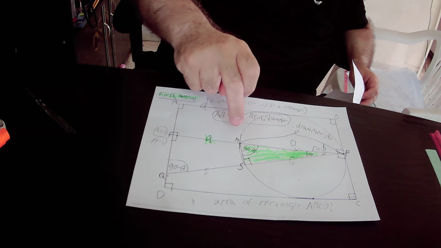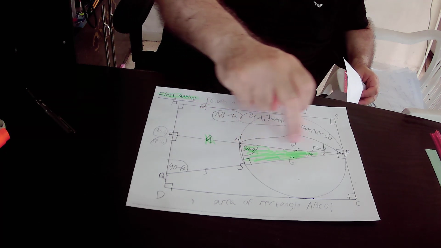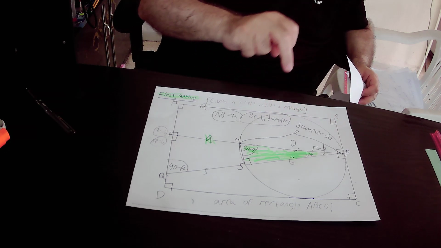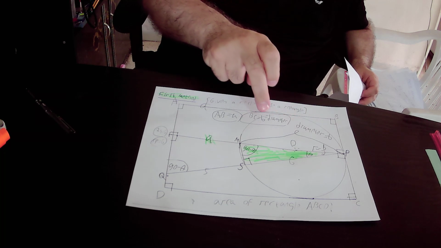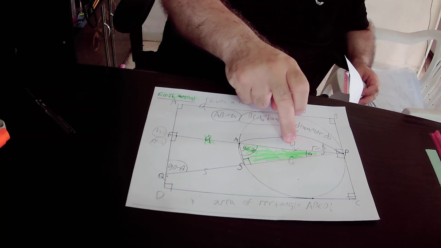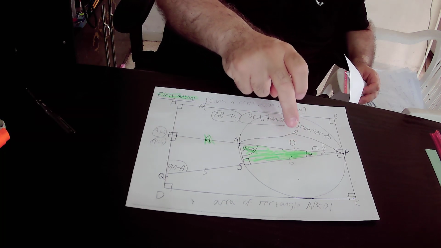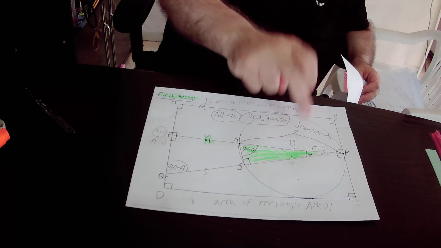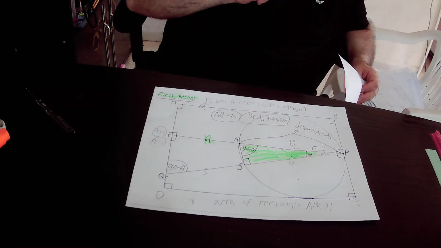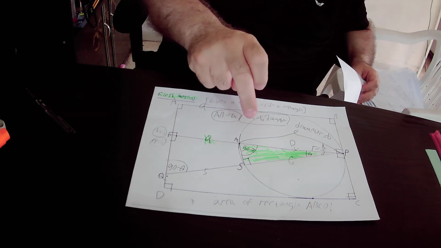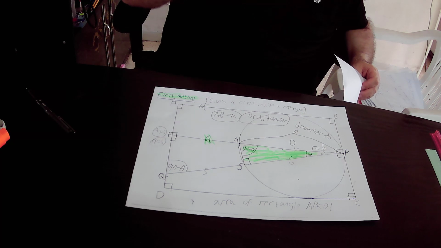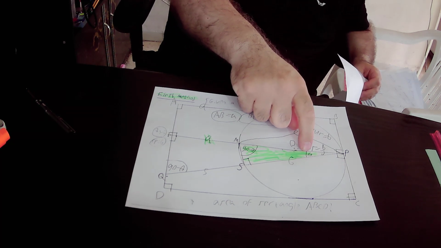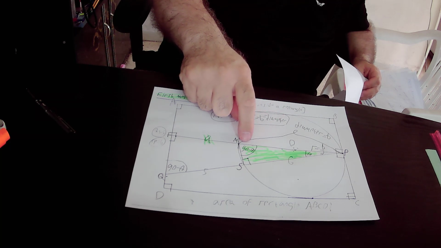We created here peripheral angle MSP that rests on PM, the diameter of the circle. Why? Because chord PM passes through point O, the center of the circle. Any chord that passes through the center of the circle must be the diameter. So PM is the diameter of the circle, and peripheral angle MSP rests on MP, the diameter, therefore it is equal to 90 degrees. We define this angle as theta, therefore this angle must be equal to 90 degrees minus theta.